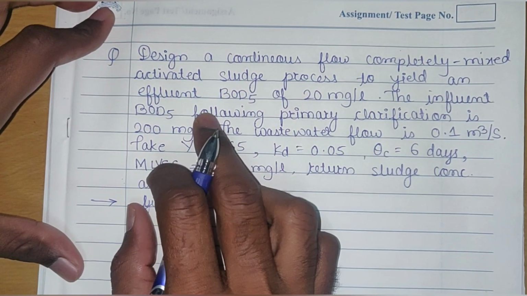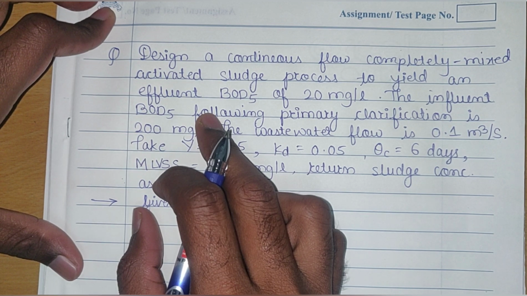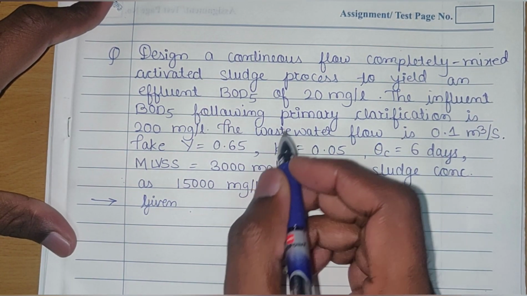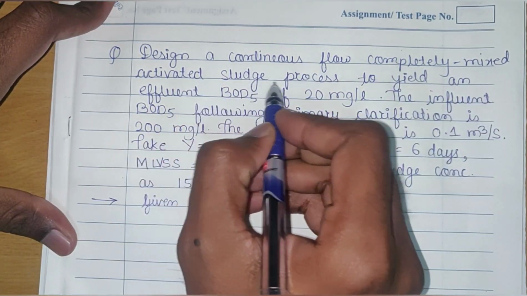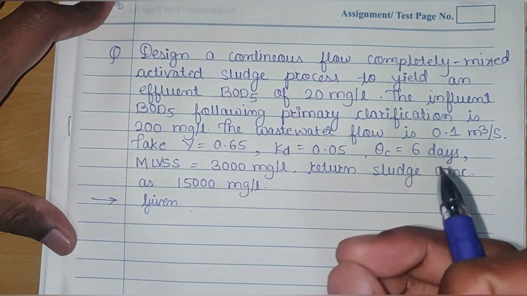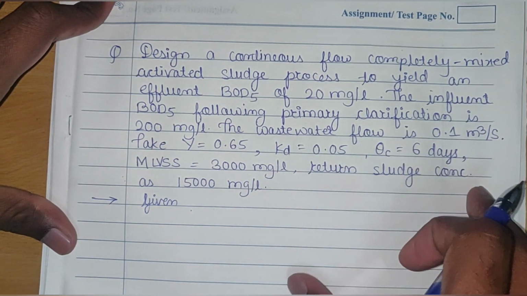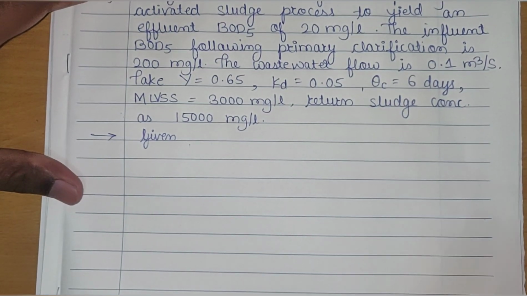In the last video we have seen the design of the plug flow activated sludge process. Now in this video we will see the design of continuous flow completely mixed activated sludge process. A few design considerations are different for completely mixed activated sludge process. So let's see the design of activated sludge process.